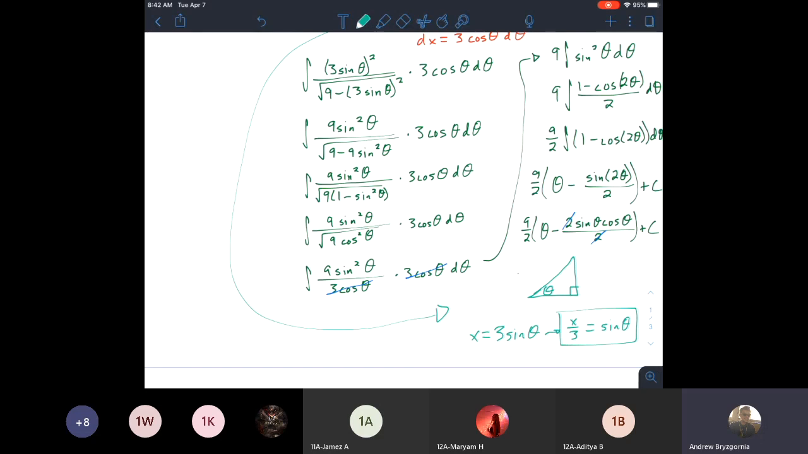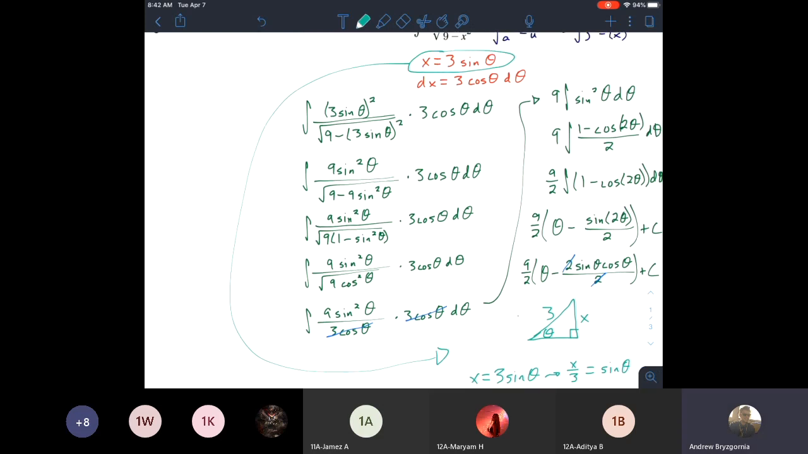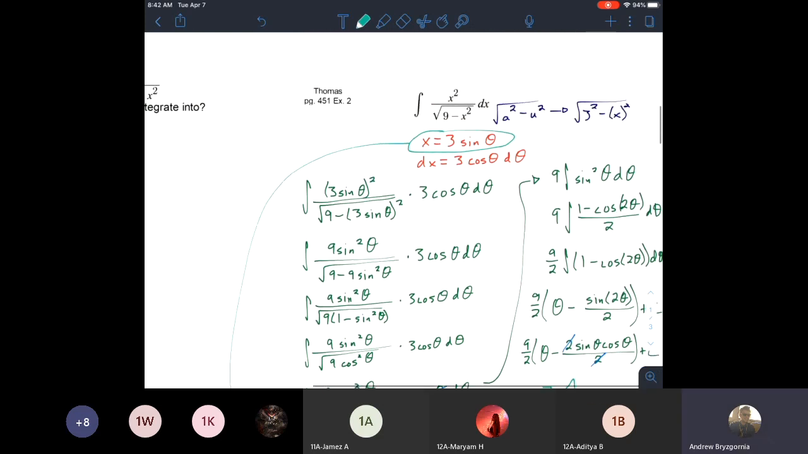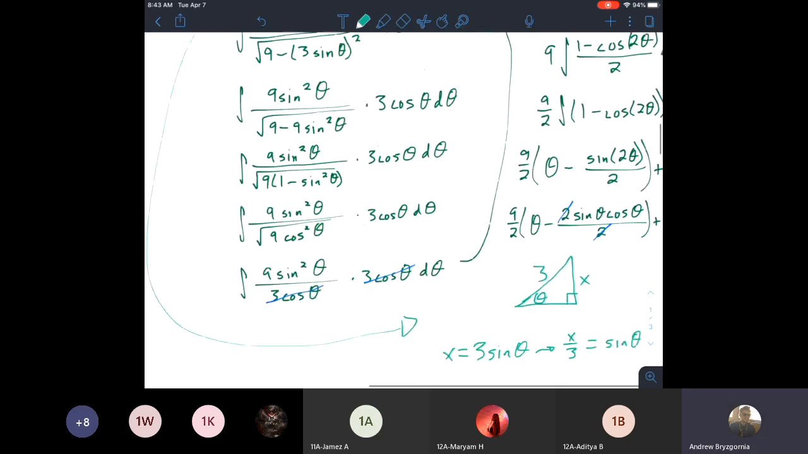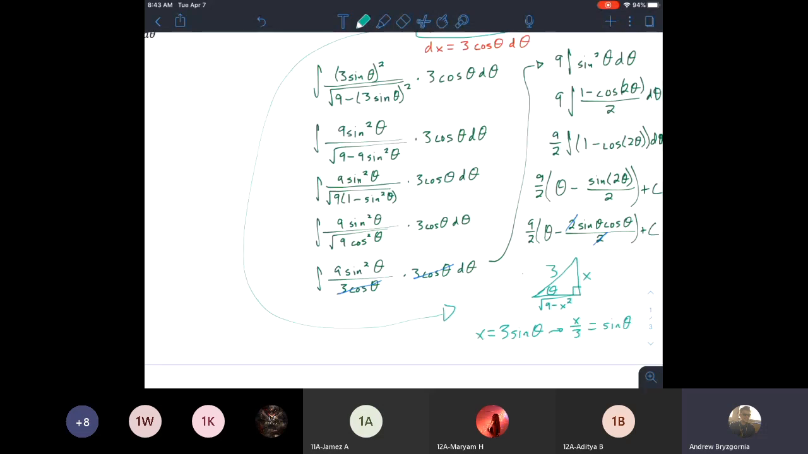Because remember from SOHCAHTOA, sine is opposite over hypotenuse. So that means here is x, and our hypotenuse is 3. And then we can solve for the other side. And here's the nice thing: this is why we chose x equals 3 sine theta in the first place. The last side of the triangle ends up being the exact same as the denominator in the original integral. And you can see that from the Pythagorean theorem anyway, that it indeed is going to be the square root of 9 minus x squared.